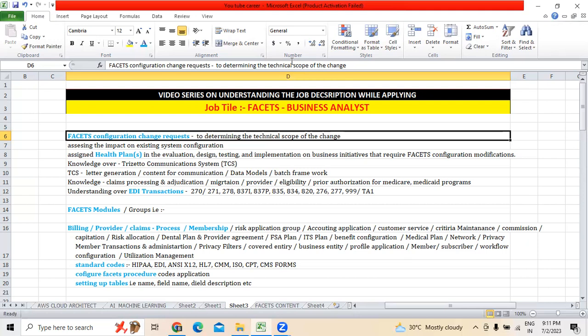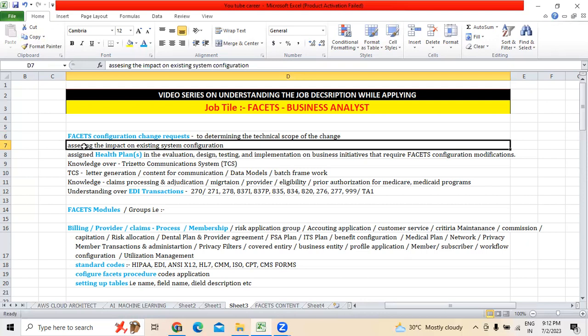So knowledge of how to configure FACETS, and also knowing the scope of the change from the technical perspective, because technical infrastructure plays a vital role. That knowledge is required for any person applying for an opportunity as a BA. We should also be able to assess the impact on the existing system, because when there are configurations or migrations for any application, understanding the existing system is equally required. So assessing the impact on the existing system followed by those configurations should be known to us.